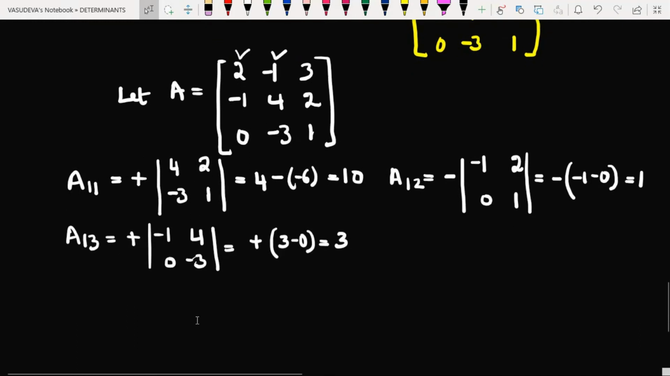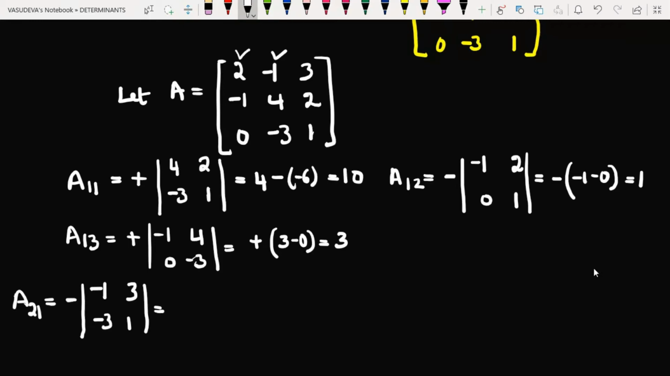Now let's take the cofactors of the second row. Now A21, 2 plus 1 is an odd number, therefore it is minus. Then leaving the elements of the second row and the first column, the determinant of the elements -1 3, -3 1. So this is equal to minus of (-1 minus of 3 into -3 which is -9). So therefore this is minus of (-1 plus 9), so this is equal to minus of 8, which is -8.